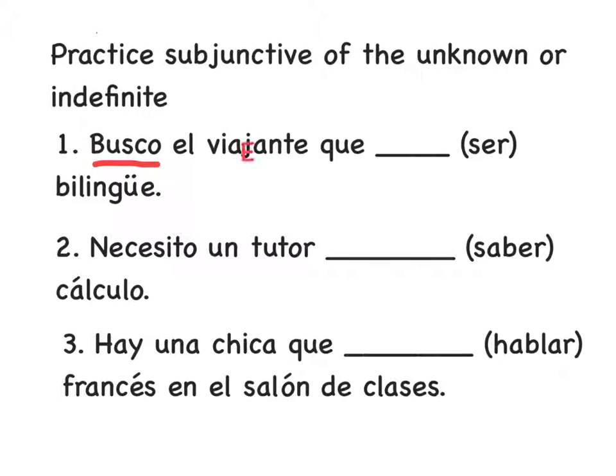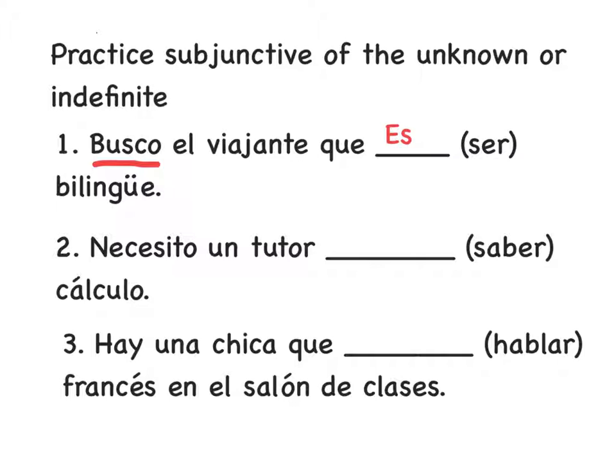is es. Es. Okay. Es. Now you may be wondering, why es? Why not sea? Why are we using the indicative and not the subjunctive? Well, because we are not buscando any viajante.